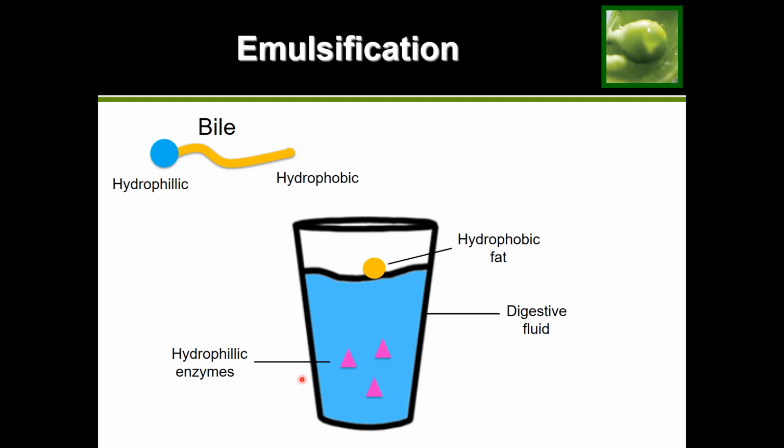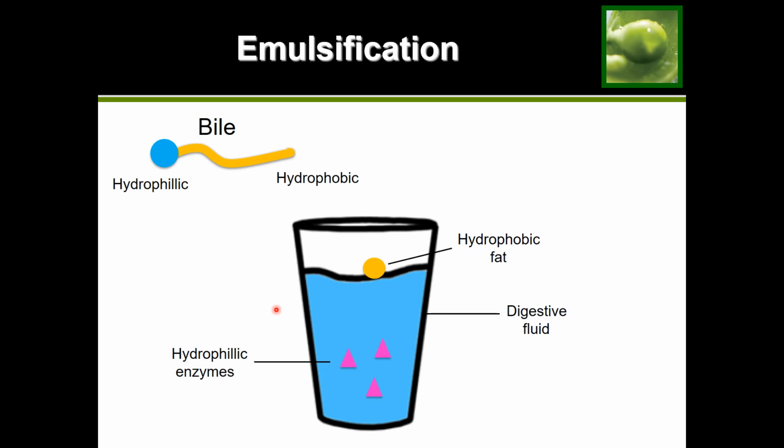The enzymes are hydrophilic, so they are in the fluid, but the fat is hydrophobic, so it doesn't want to enter the fluid. So we have a situation here where the fat is not able to make contact with the enzymes, and because of that, it can't be digested. So we need to find a way to make this fat enter into this fluid so that the enzymes can make contact with it and start digesting it or breaking it down. And this is where bile is going to come in.